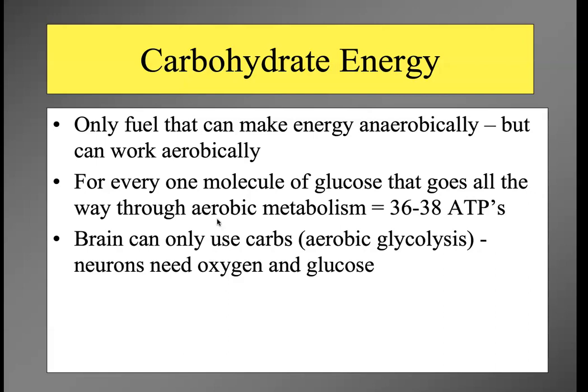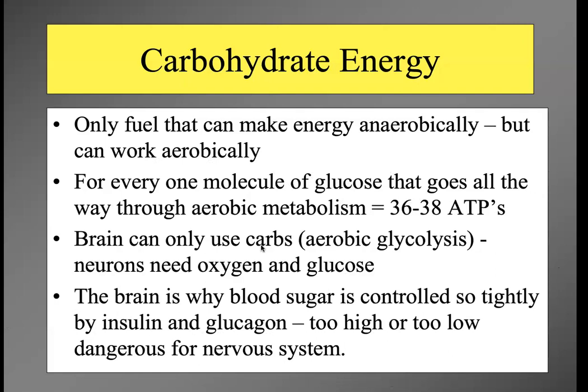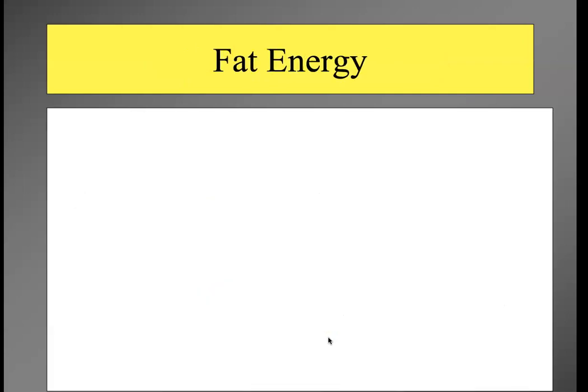So if you cut off the blood supply to neurons, they will almost instantaneously start to die, which is the side effect of a stroke. What happens when you have a stroke is you're cutting off blood supply, and so they cannot get glucose or oxygen. The neurons start to die, and that's where you get the symptoms of a stroke. So the brain, we've said this before, is why blood glucose is controlled so tightly. We went through that already.